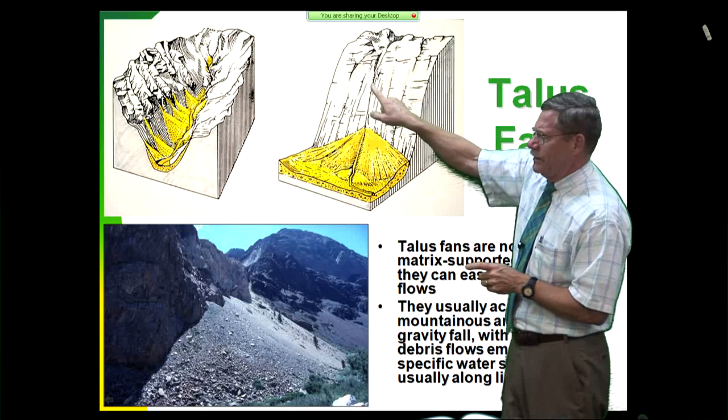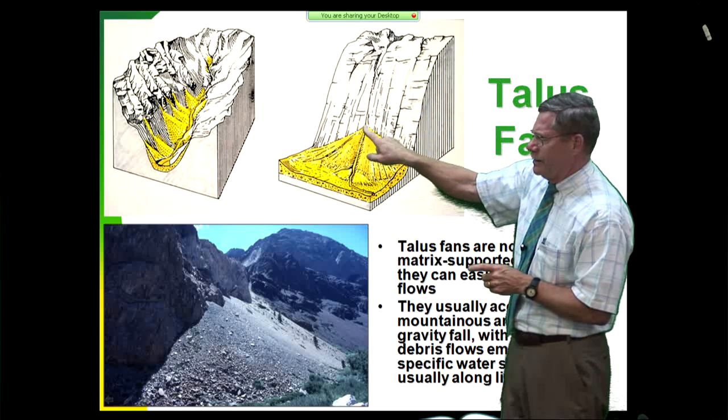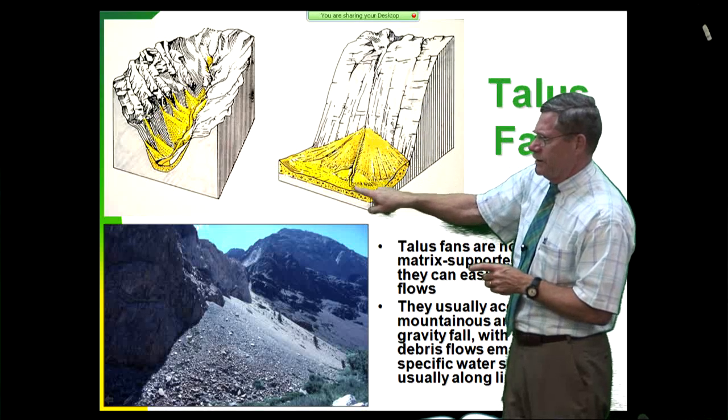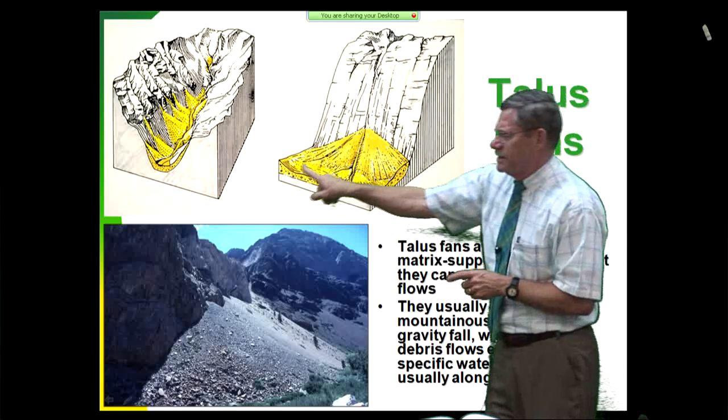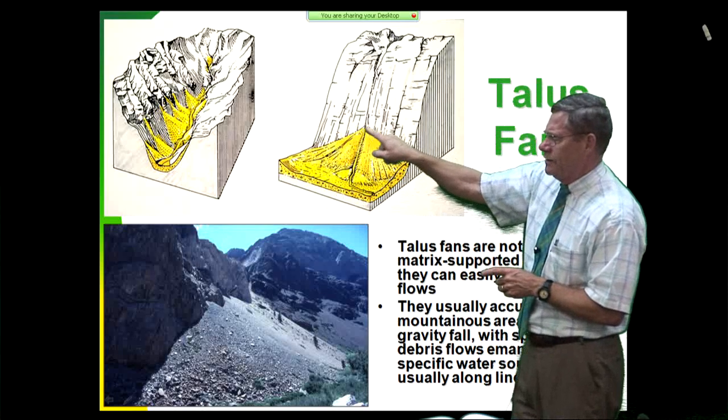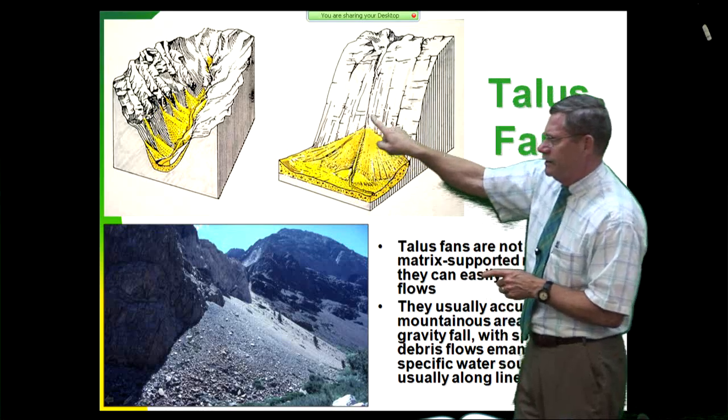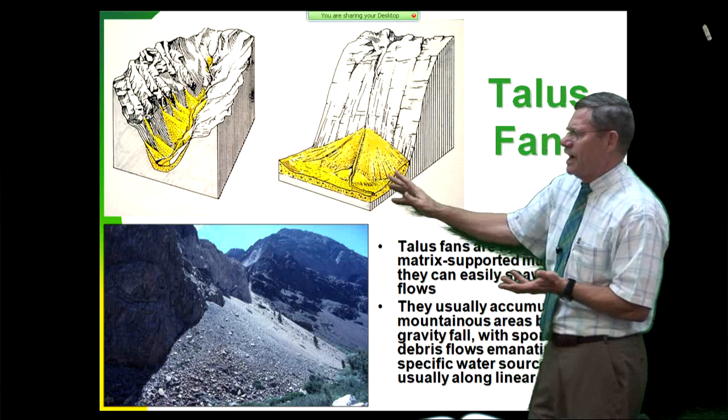So if I have a rivulet, a little water ribbon fall coming down here, right there I'm going to get a debris flow. But I'm not going to get one across the entire talus fan. I'm going to get one springing from here. It can go this way. It can go down this way. That's not uncommon at all.